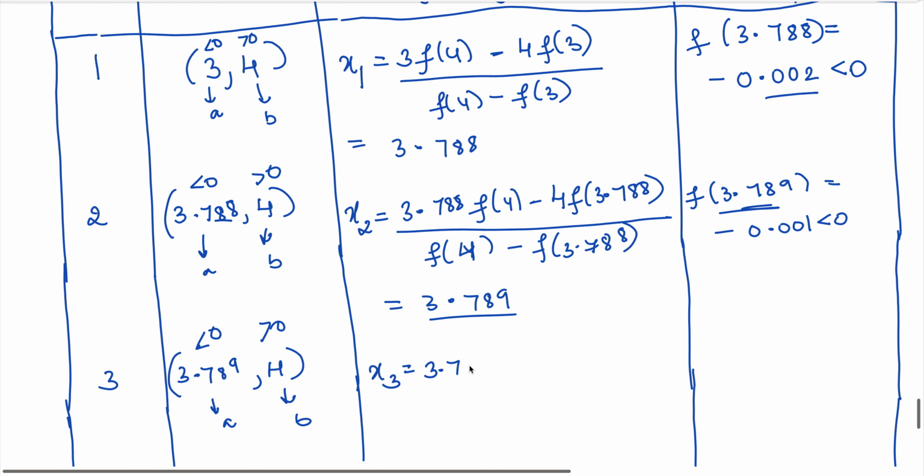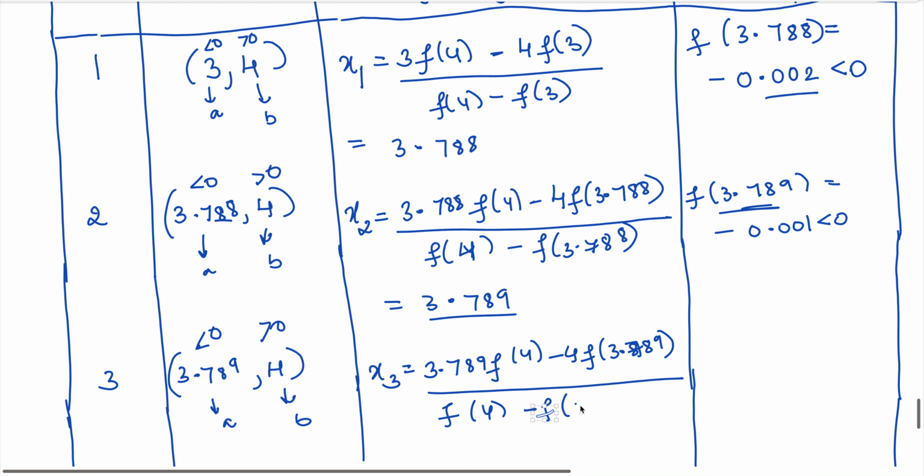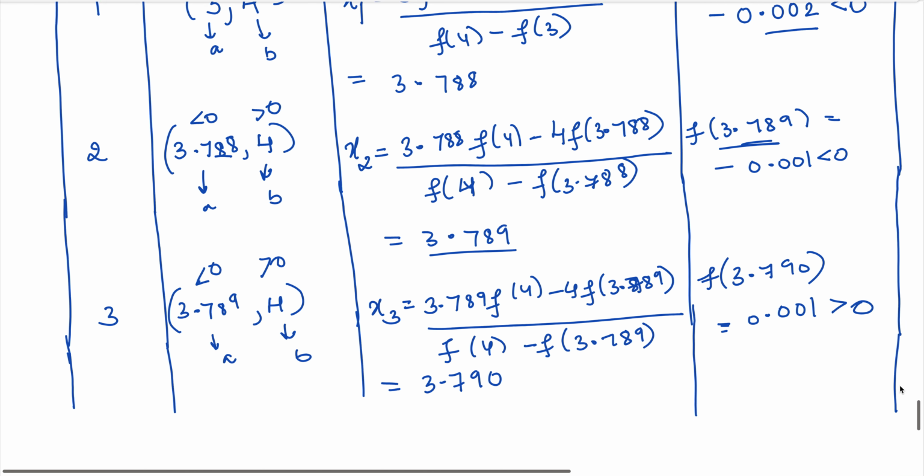x3 is 3.789 into f of 4 minus 4 into f of 3.789, divided by f of 4 minus f of 3.789. So this value is 3.790. Now f of 3.790 is 0.001. Now this is greater than 0, right?